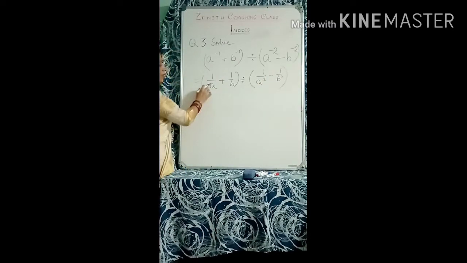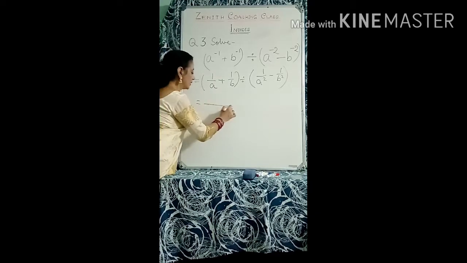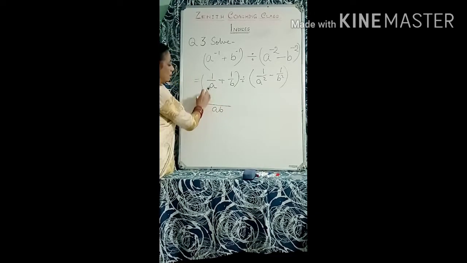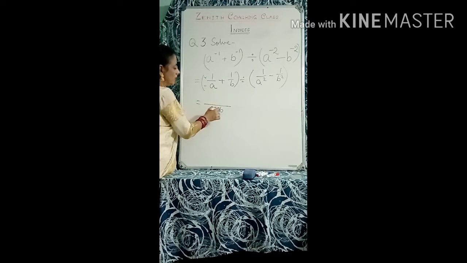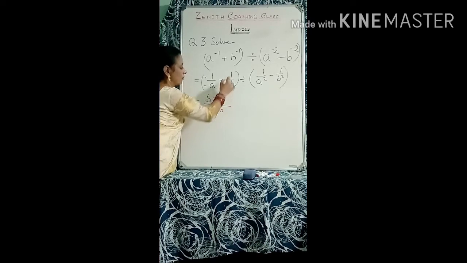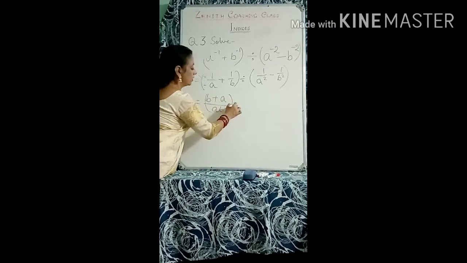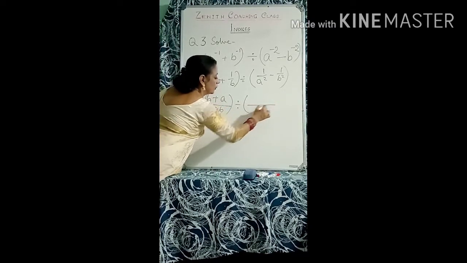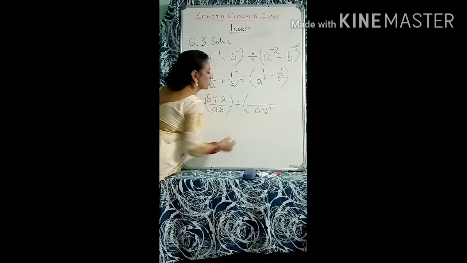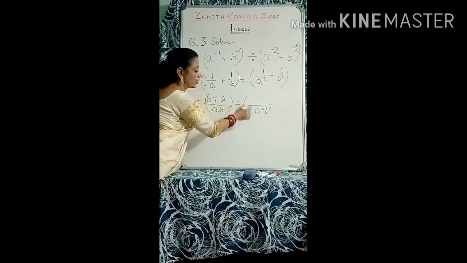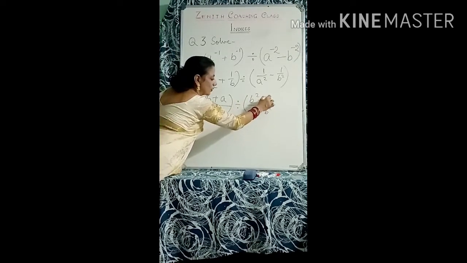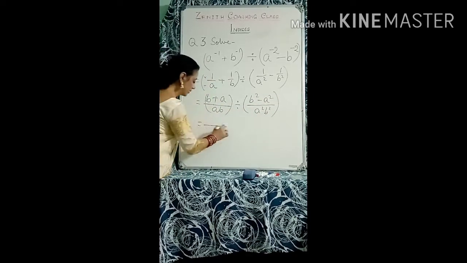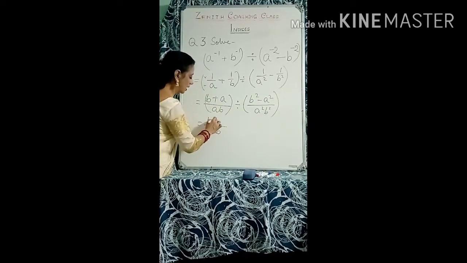So what you have to write now? Simple: plus 1 by a plus 1 by b, ab is the LCM, so first divide then multiply. So here is a, so here you have to write, and the numerator is b plus, here b divides, then you have to write as numerator a. So divided by, now here the denominator is a square b square. So numerator is b square minus a square, bracket closed. Then what you have to write? That is ab. Here is b plus a.